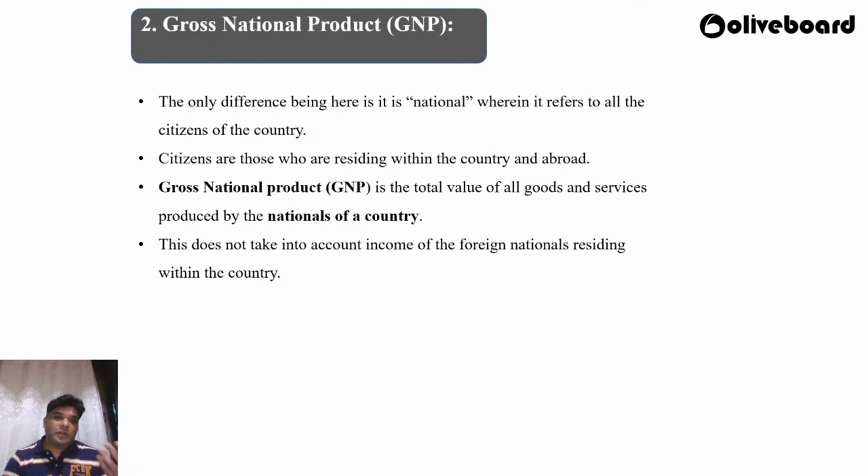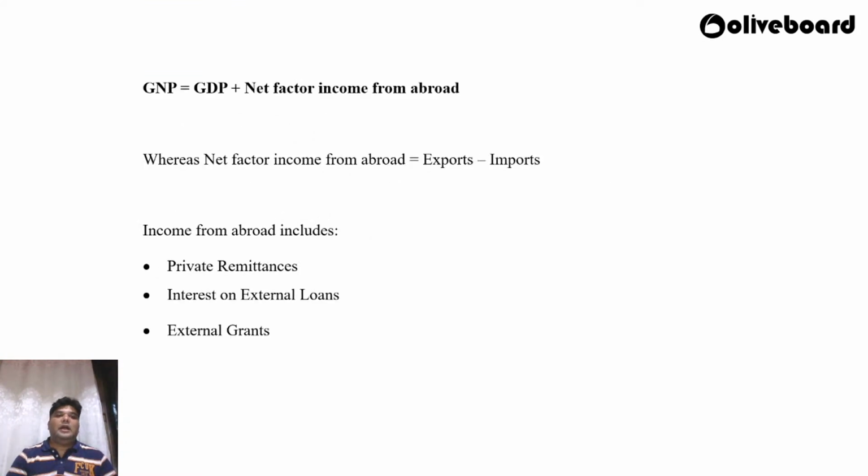So this is how the concept of gross national product is naturally different from the concept of gross domestic product, right? So if you have to understand the relationship between GDP and GNP, this is how you understand. GNP is equal to GDP plus net factor income from abroad.